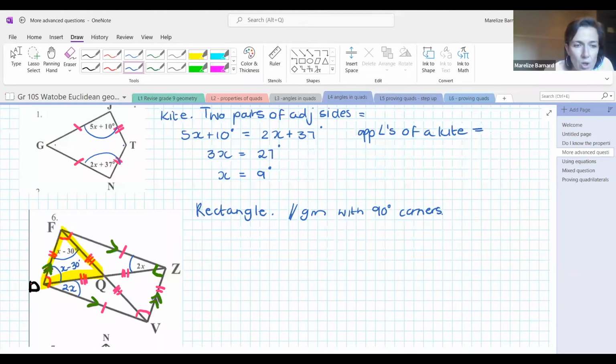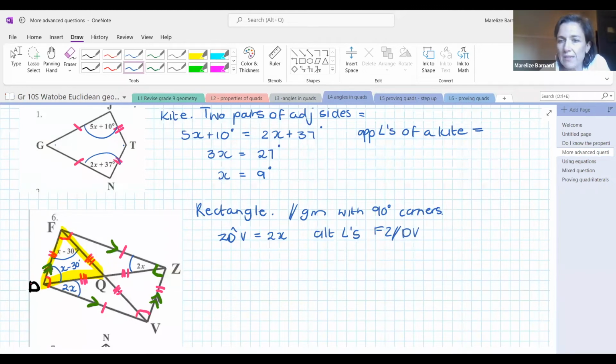And because this whole angle is 90 degrees, because of the properties of the angles of a rectangle, this x minus 30 plus the 2x is going to add up to 90 degrees. Okay, so how do I write all of that down? I'm going to start with the first thing I said, which was that this angle ZDV is equal to 2x. And the reason for that is alternate angles, FZ parallel to DV.